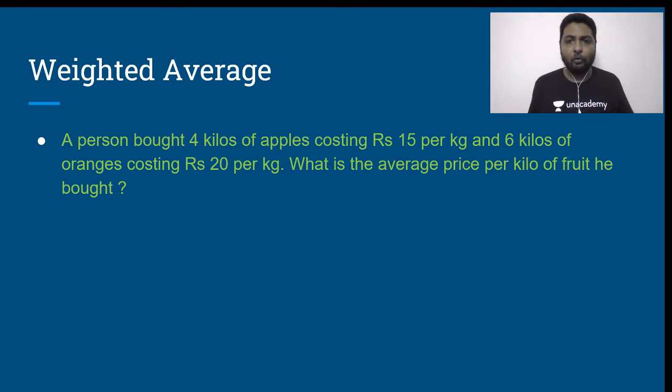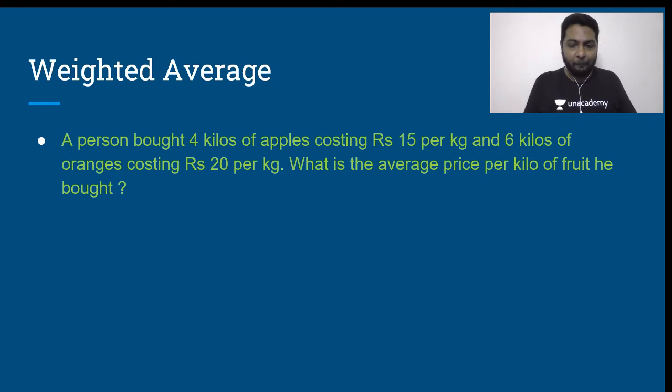How many kilos of fruit did he buy? 4 plus 6, which is 10 kilos of fruit. 180 rupees went out of the pocket. 10 kilos of fruits have been bought. Therefore, the average price per kilo will be 180 divided by 10, which is nothing but 18 rupees per kilo.